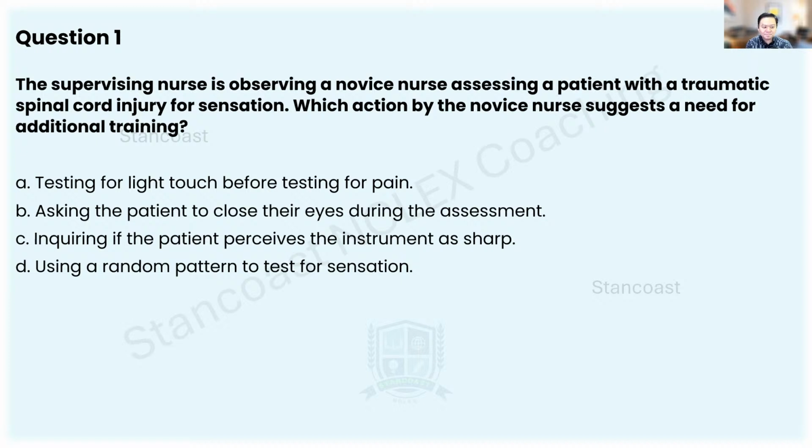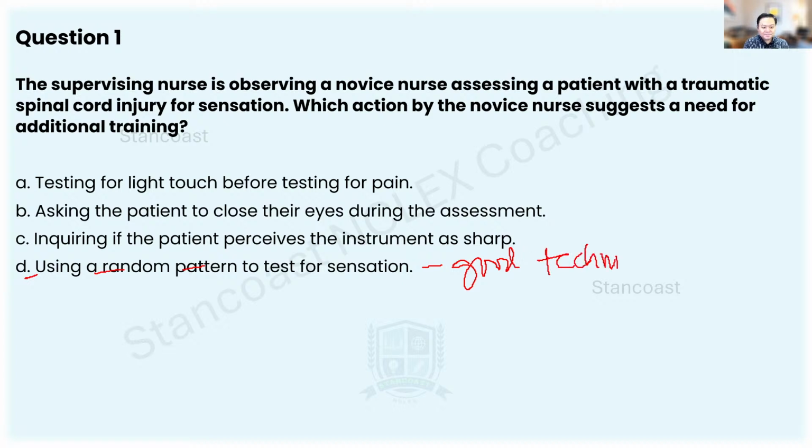So let's have letter D. What is in letter D? Using a random pattern to test for sensation. Is that correct or an incorrect procedure? This is basically one of the better techniques when you're checking the sensation of our patient, because the patient will be required to respond to the actual stimuli, and they should not be able to predict the next location to be tested.